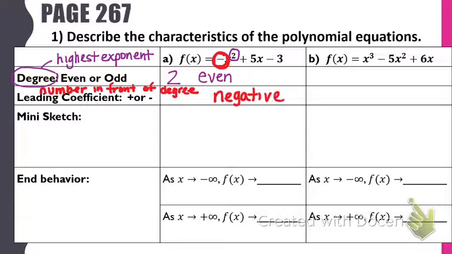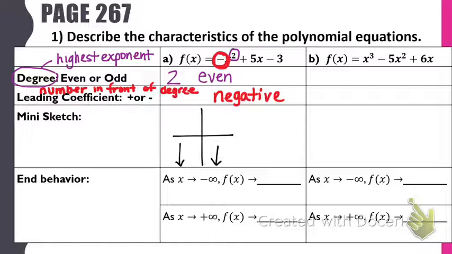So what you need to know is that all functions that are even and negative behave the same way. If you have a function that's even and negative, because it's negative, this tells me what it's doing on the right. So the right arrow is going to go down. And because it's even, the left is going to do the same thing. It's going to go down.